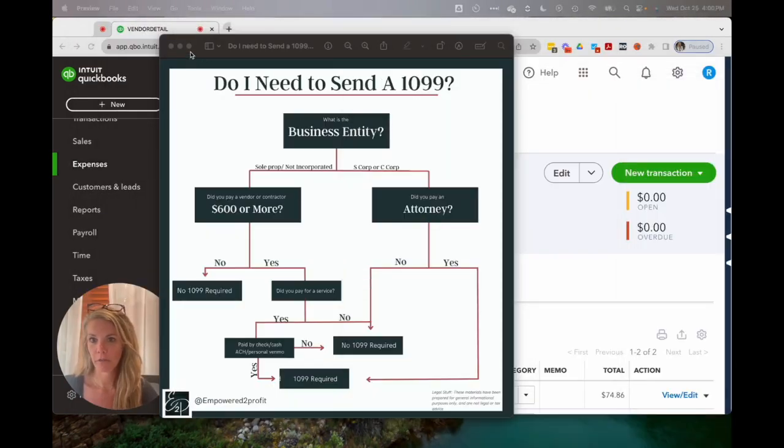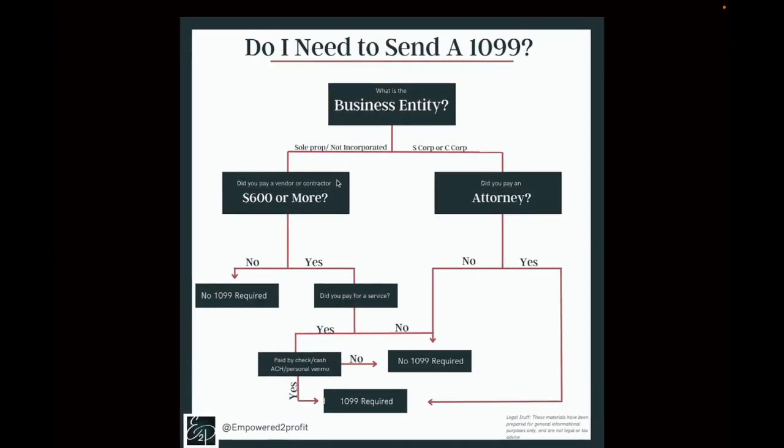So if we hop back to the flow chart, let's say I paid somebody who was a sole proprietor. So yes, they are a sole proprietor. We're going to the next box. Did you pay the vendor or the contractor $600 or more? Yes, I did. Did you pay for a service? Yes, I did. Did you pay by check, cash, ACH, a personal Venmo, or a Zelle? Yes, I did. Then that 1099 is required.